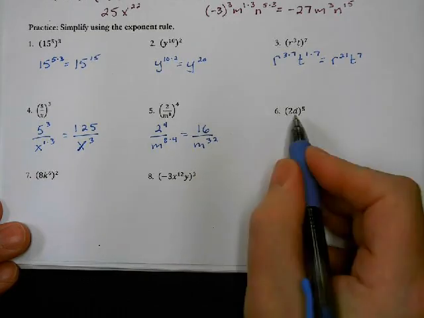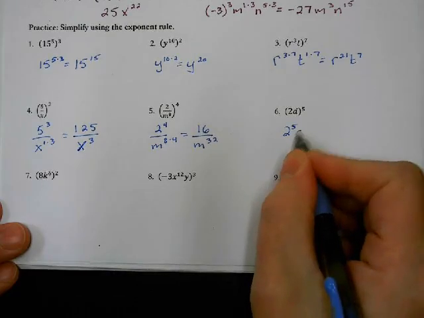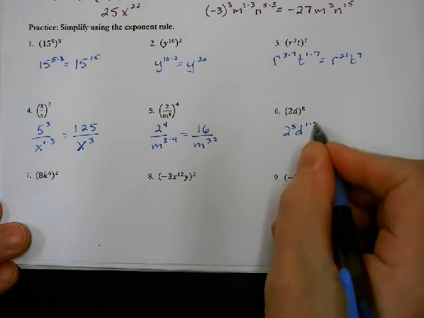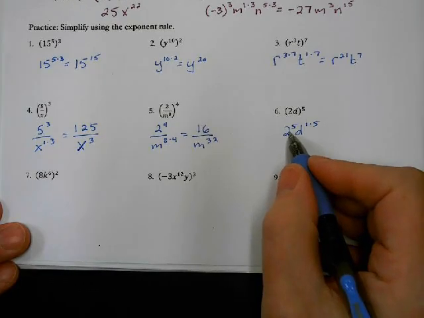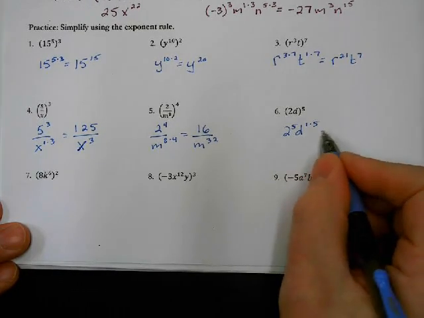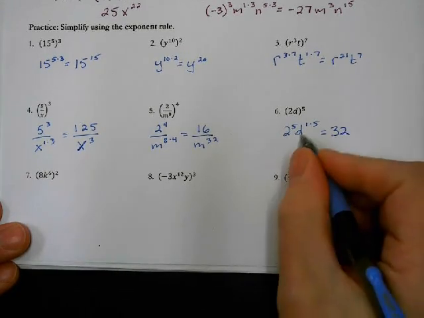Next, we do 2 to the 5th, and then d to the 1 times 5. 2 times 2 is 4, times 2 is 8, times 2 is 16, times 2 is 32. 2 to the 5th is 32. D to the 1 times 5, d to the 5th.